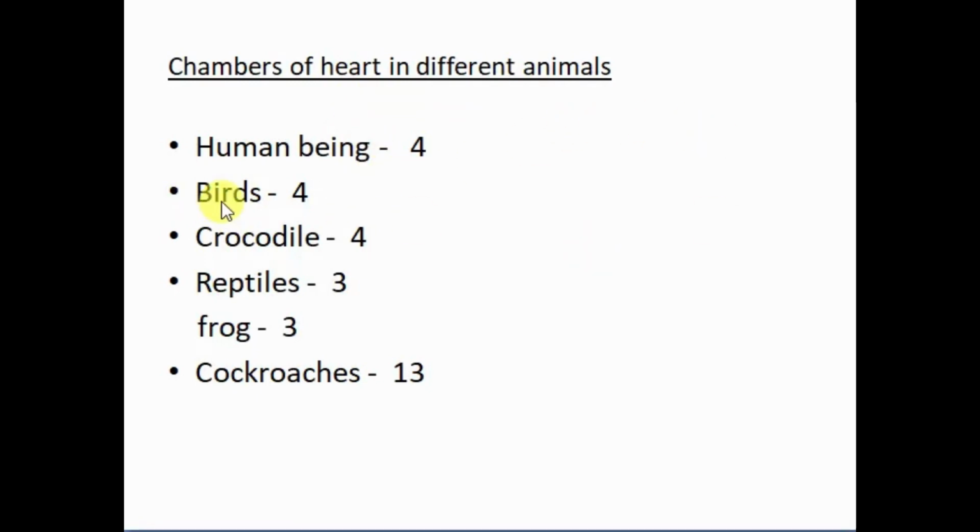Birds also have four chambered hearts. Crocodiles also have four chambered hearts. Reptiles and frogs have three chambered hearts. And cockroaches have a 13 chambered heart. So this is important. You all should know how many chambers are present in these organisms. This has been asked in exams in the last few years, so that is why I've written it here. So these are the chambers of the heart present in different organisms.